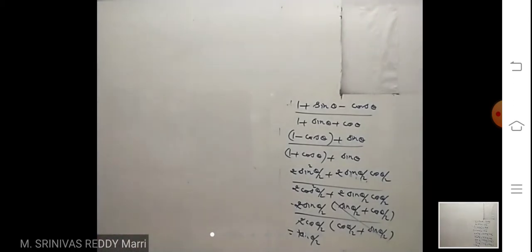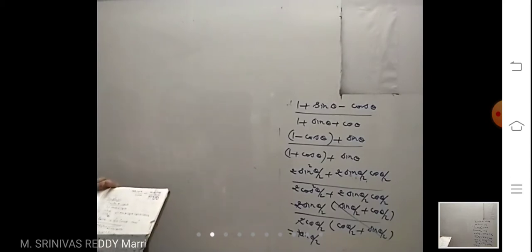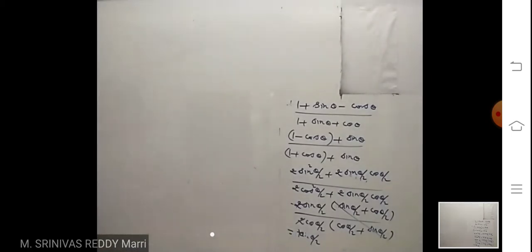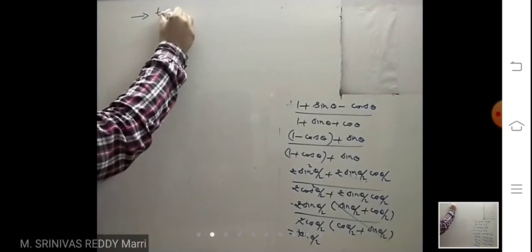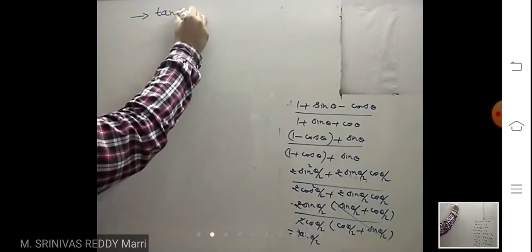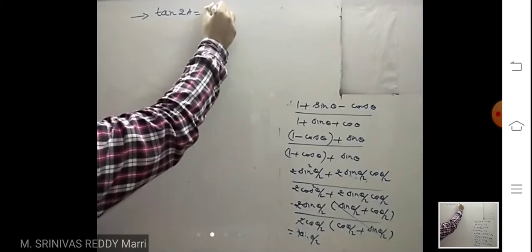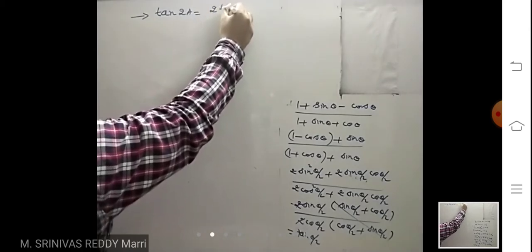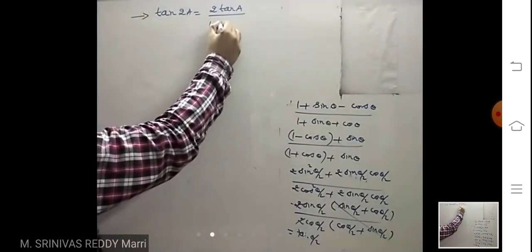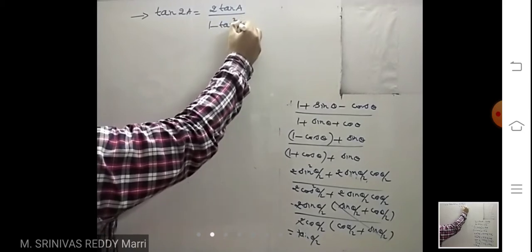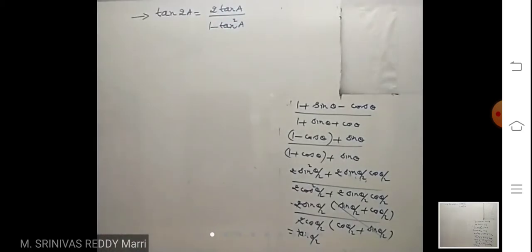Like that, how to use that cos 2 theta rule. Suppose look at one problem. I have told the cos 2a rule. Now tan 2a. Tan 2a is nothing but only one rule: 2 tan a divided by 1 minus tan square a.